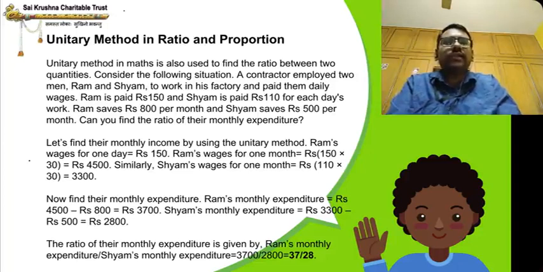The ratio of their monthly expenditure is given by Ram's monthly expenditure divided by Shyam's monthly expenditure, which is 3,700 by 2,800. You simplify and get 37 by 28. Why? You cancel 2 zeros in the numerator and 2 zeros in the denominator, and 37 by 28 is the answer.